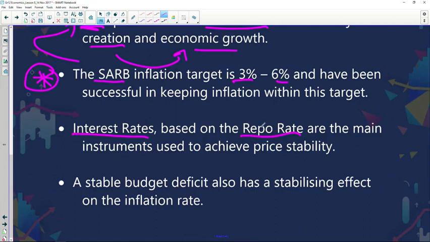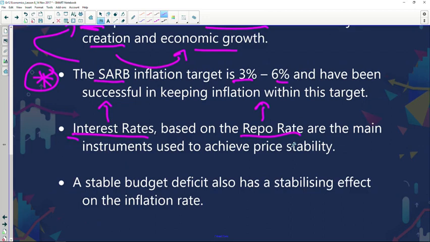So when the repo rate goes up, the interest rates will also go up, because then the commercial banks will try and even out things. Because now they know that they're paying a higher rate there, they are going to charge us as consumers and households a higher rate when it comes to the interest rates. So interest rates based on the repo rate are the main instruments used to achieve price stability.